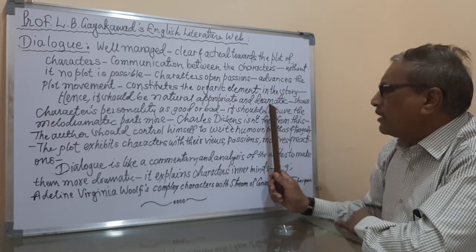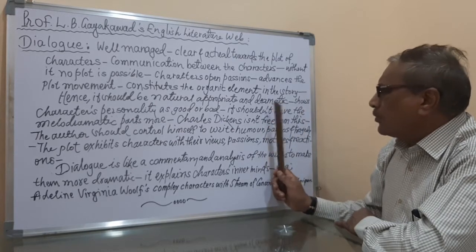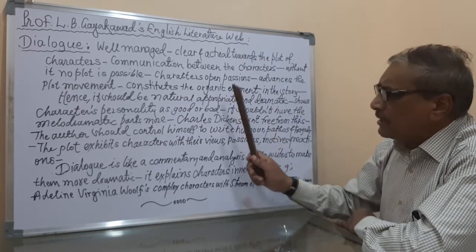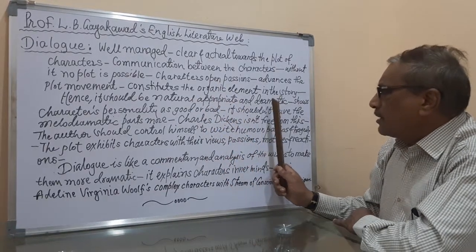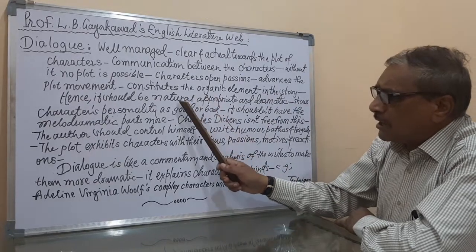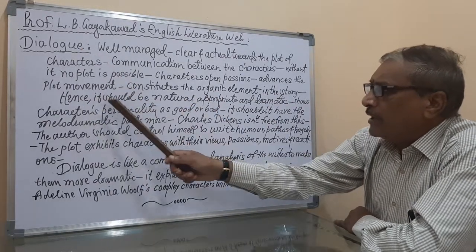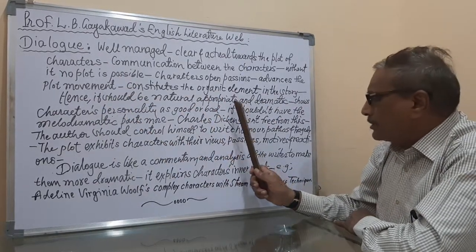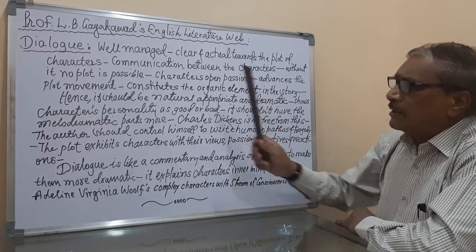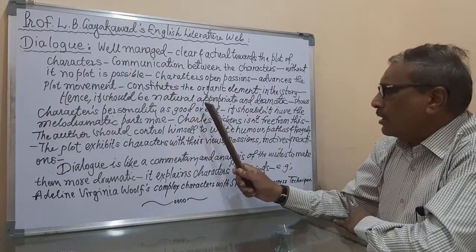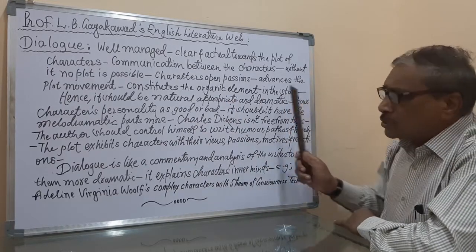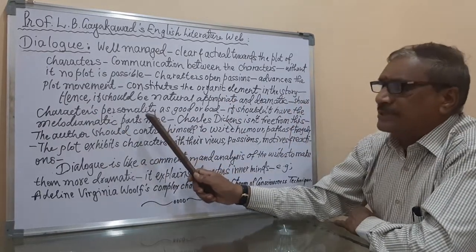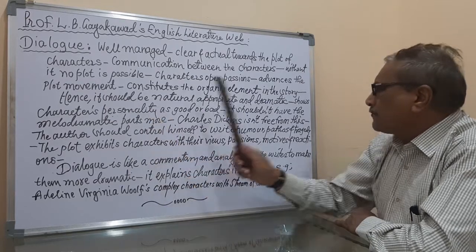That's why the plot should be dramatic, appropriate, natural. And when the plot will be dramatic, appropriate or natural, when the dialogue will be natural, appropriate and dramatic. So the dialogue should be natural, appropriate and dramatic. The dialogue shows character's personality. What is the point here?